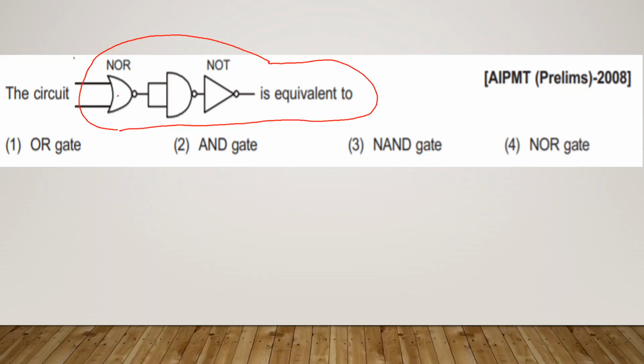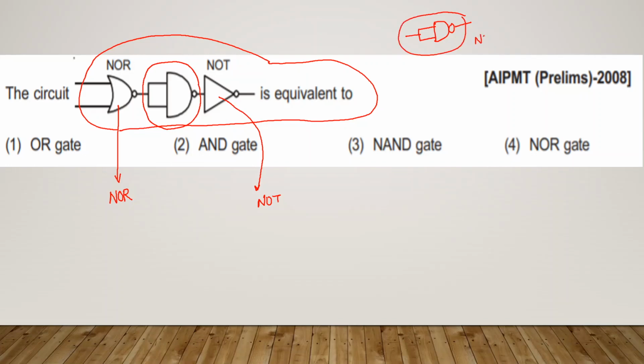Already he has mentioned that this gate is NOR gate. Again he has mentioned that this gate is NOT gate. I hope you remember this gate. What is this gate called? I said that whenever there is a NAND gate, if both the inputs of the NAND gate are joined together, then this gate represents NOT gate.